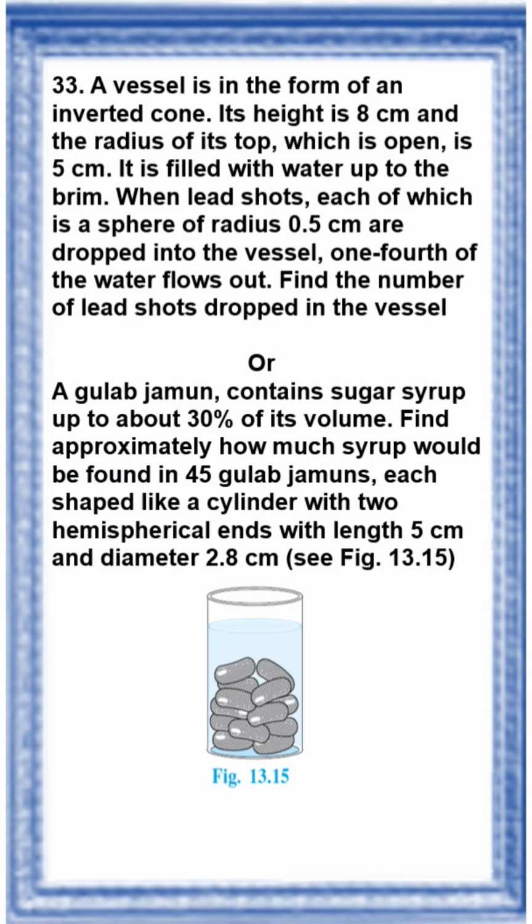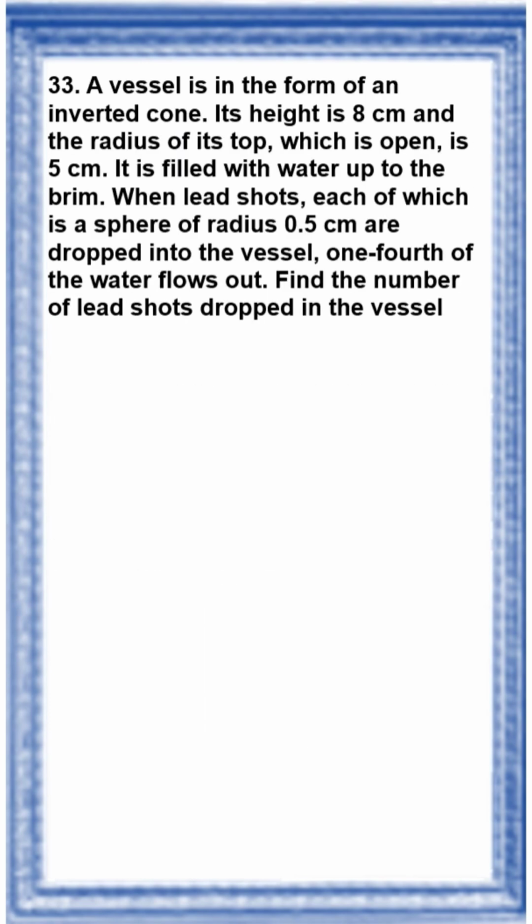Now let us solve the 33rd question. A vessel is in the form of an inverted cone. Its height is 8 cm and the radius of its top, which is open, is 5 cm. It is filled with water up to the brim. When lead shots, each of which is a sphere of radius 0.5 cm, are dropped into the vessel, 1/4 of the water flows out of it. Find the number of lead shots dropped into the vessel.